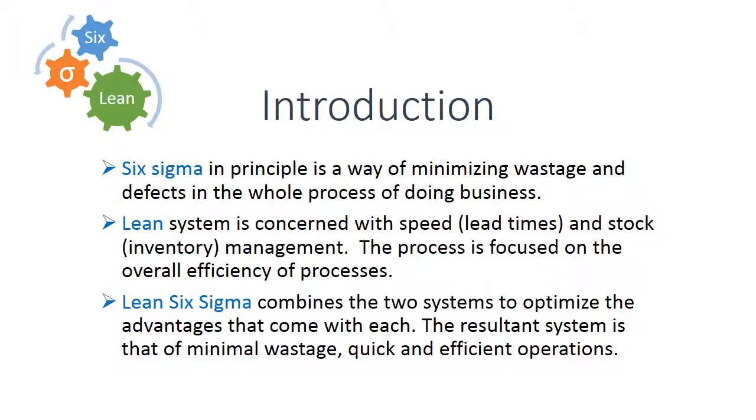Lean system is concerned with speed and stock management. The process is focused on the overall efficiency of processes. Lean Six Sigma combines the two systems to optimize the advantages that come with each. The resultant system is that of minimal wastage and quick and efficient operations. The outcome is a powerful, continuous improvement system that makes the business both efficient and effective in its operations.